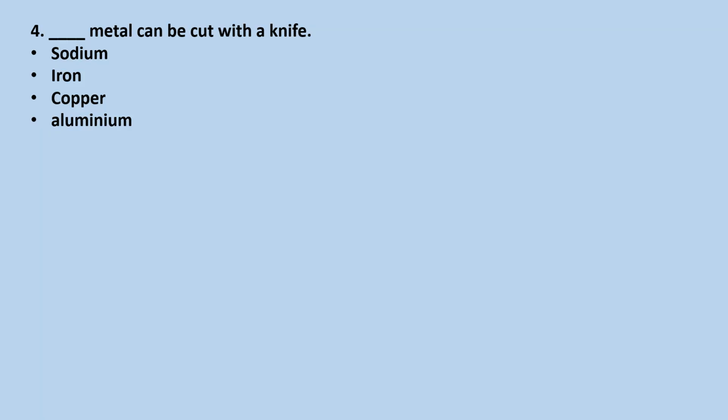Question number 4. Dash metal can be cut with a knife. It is a very soft metal and it can be easily cut with a knife. So what is the correct answer? Sodium, iron, copper, or aluminium? So the correct answer here is sodium.